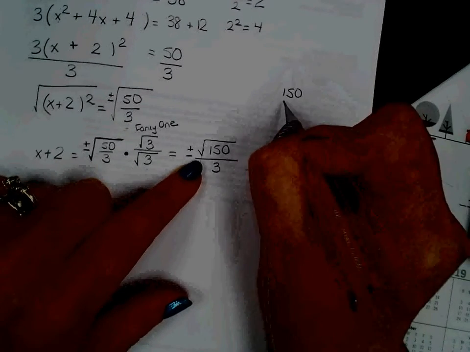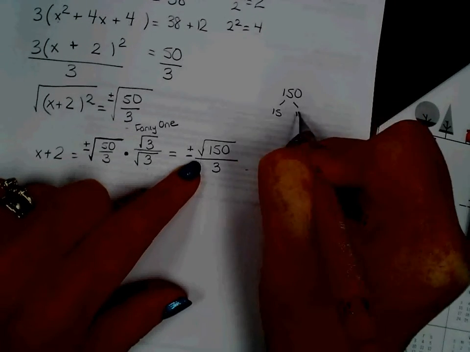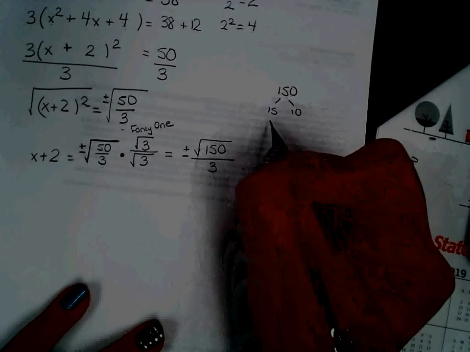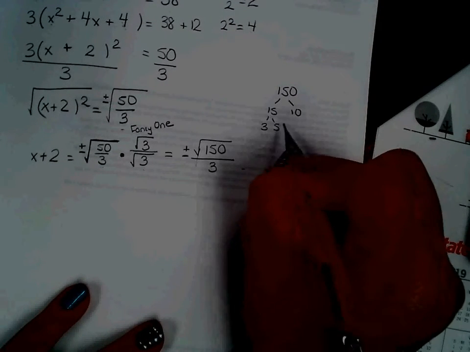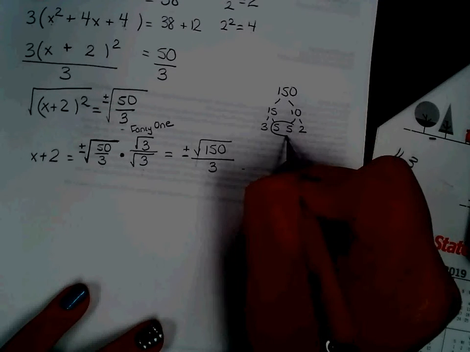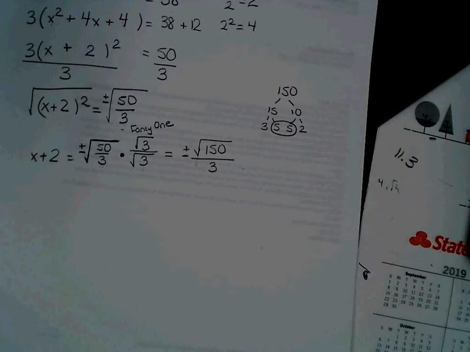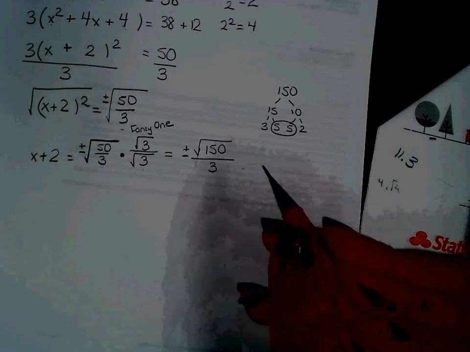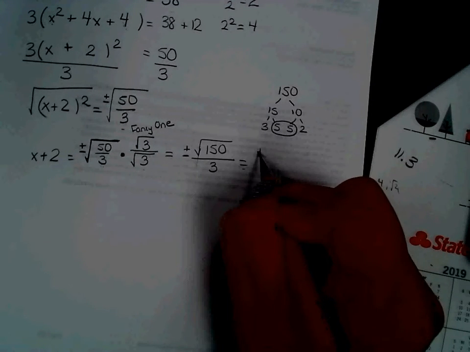150 is 15 times 10. 15 is 3 times 5. And 10 is 5 times 2. So yeah, I can simplify it. I can pull out a 5. When I pull it out, it goes between the plus or minus and the square root symbol. 3 times 2 is 6. So now I am to here.